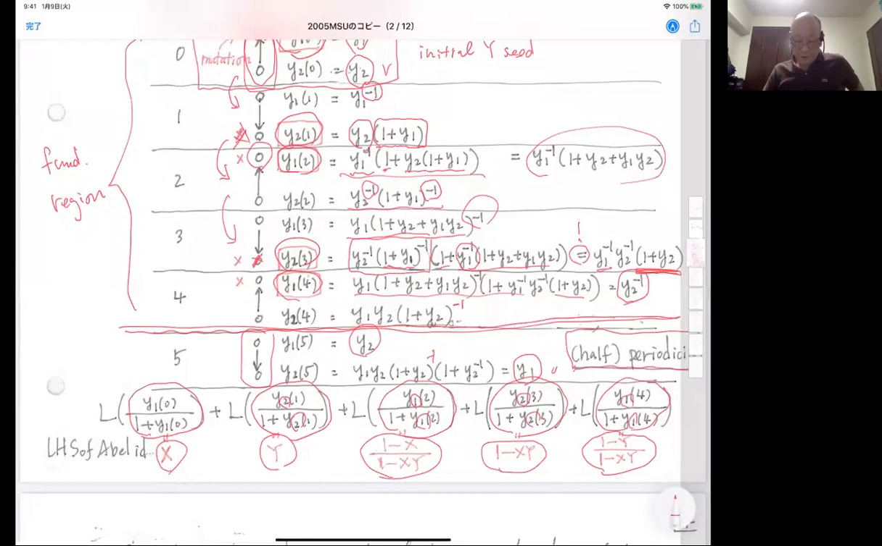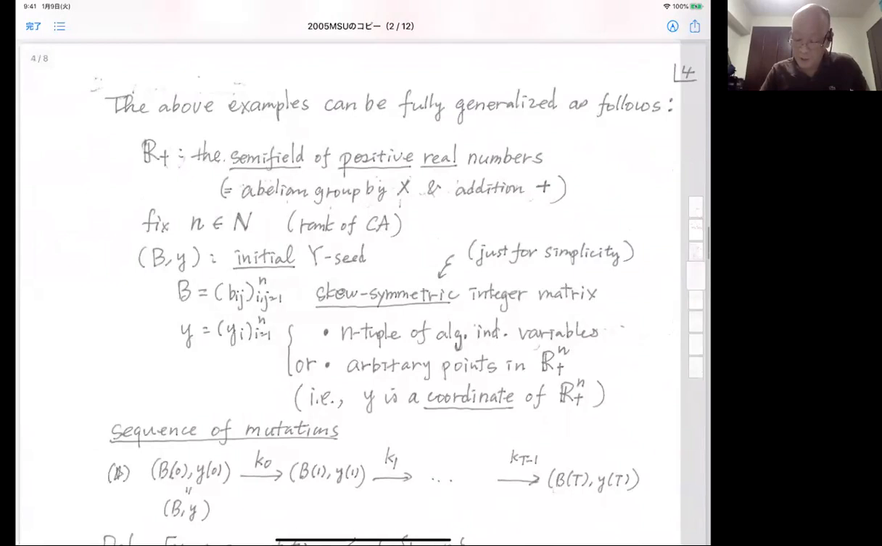OK, so I explained that Euler and the other identity are exactly the identities associated to cluster algebras of the two simplest examples, I mean type A1 and type A2. And this is of course the tip of the iceberg. You can extend this to type A3, A4, B, C, whatever, or many more. And the general situation is as follows. This example can be fully generalized as follows.